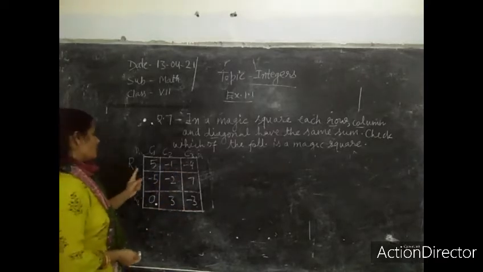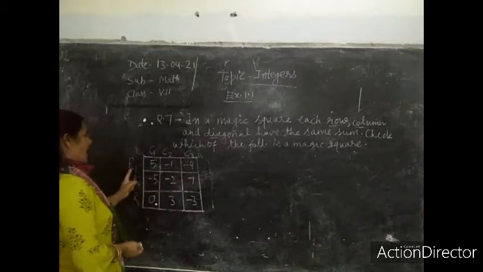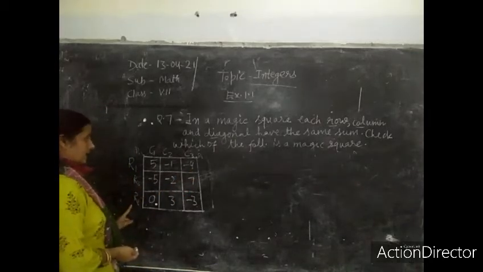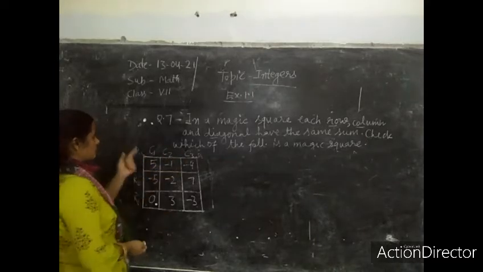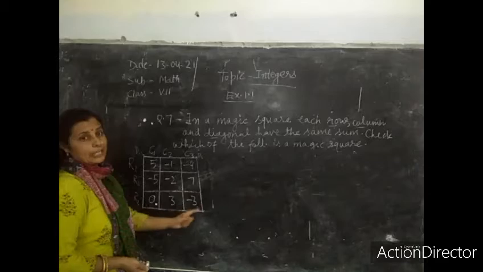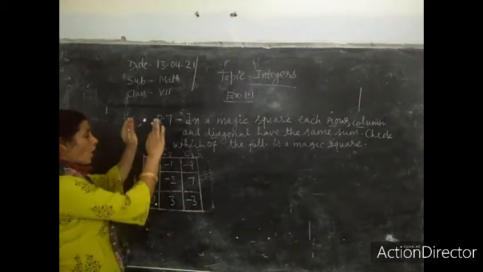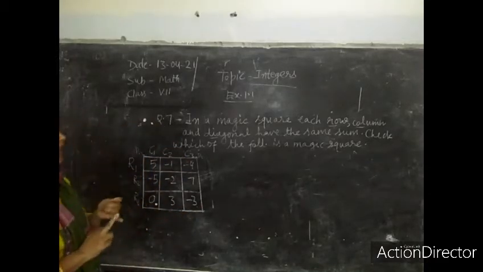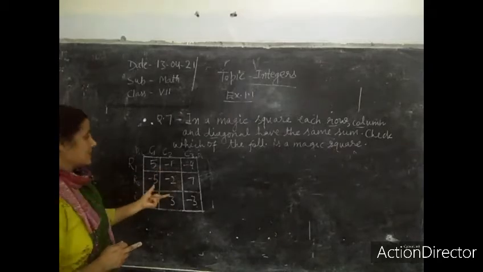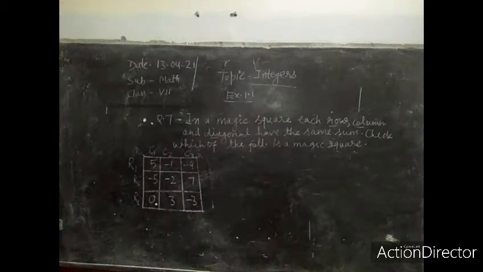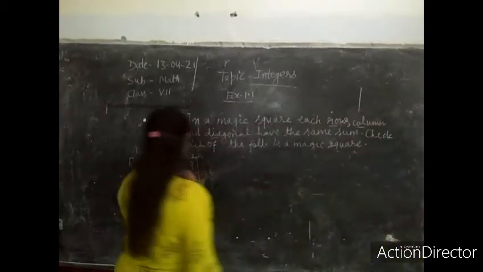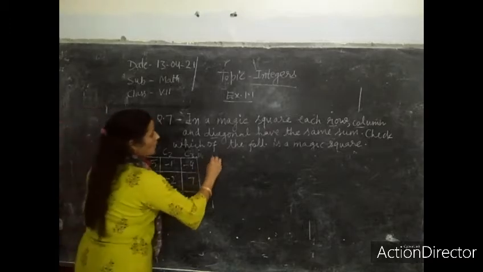So how do we find out whether this is a magic square or a normal square? First we will add row 1, R1, then R2, then R3, one by one. Then we will add C1, then C2, then C3, and finally D1 and D2. If the sums of all these are the same, then the square is a magic square. Understood? Now first I am taking row 1.